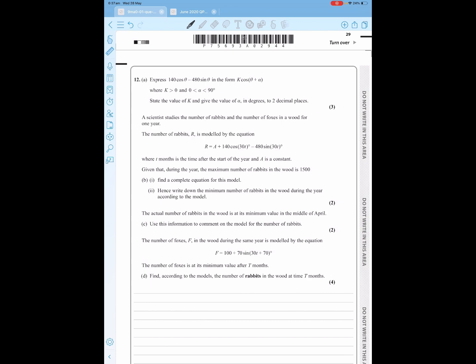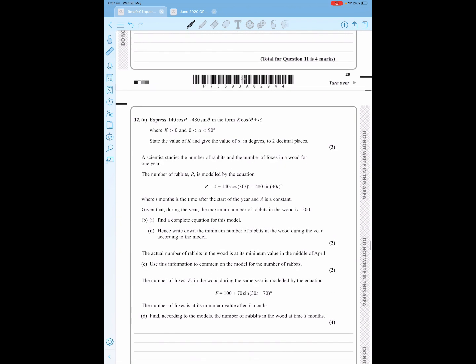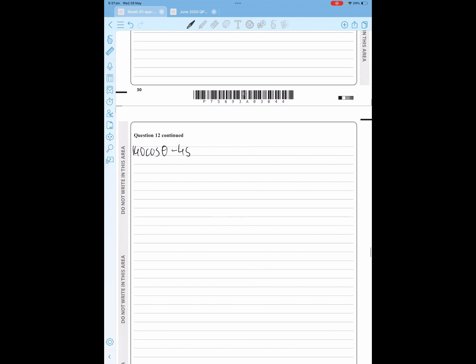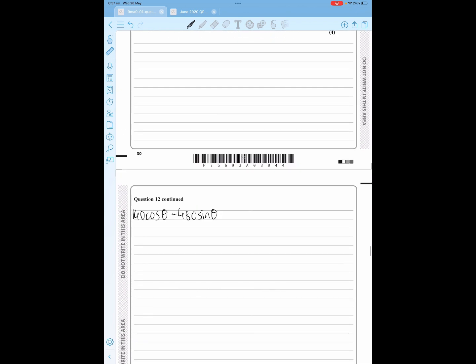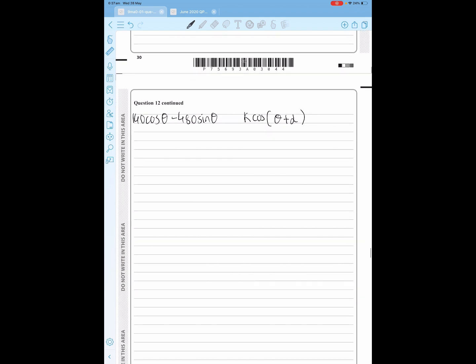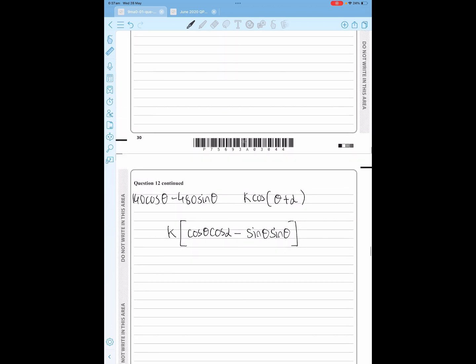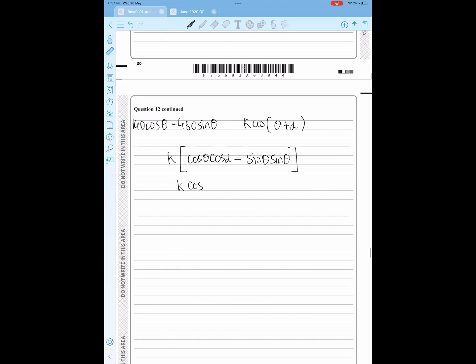Express that in that k cos theta form, okay? So 140 cos theta minus 480 sine theta in the form k cos of theta plus alpha. Okay, I actually don't remember. Yeah, okay, I think I know the formula for this. I think it was k cos theta cos alpha minus sine theta sine alpha. I just remember those to be opposite if it's cos.